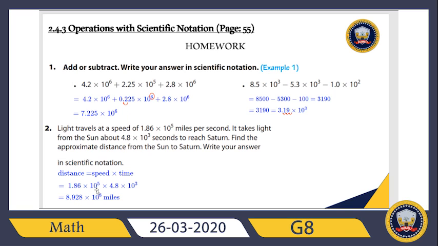Now the powers of 10. Remember the laws of power. 10 to the power of 5 times 10 to the power of 3 is equal to what? We add these two powers. So it is 10 to the power of 5 plus 3, which is 8. So this number times 10 to the power of 8. Don't forget to write the unit here. It is miles. Why? Because my speed is in miles per second.